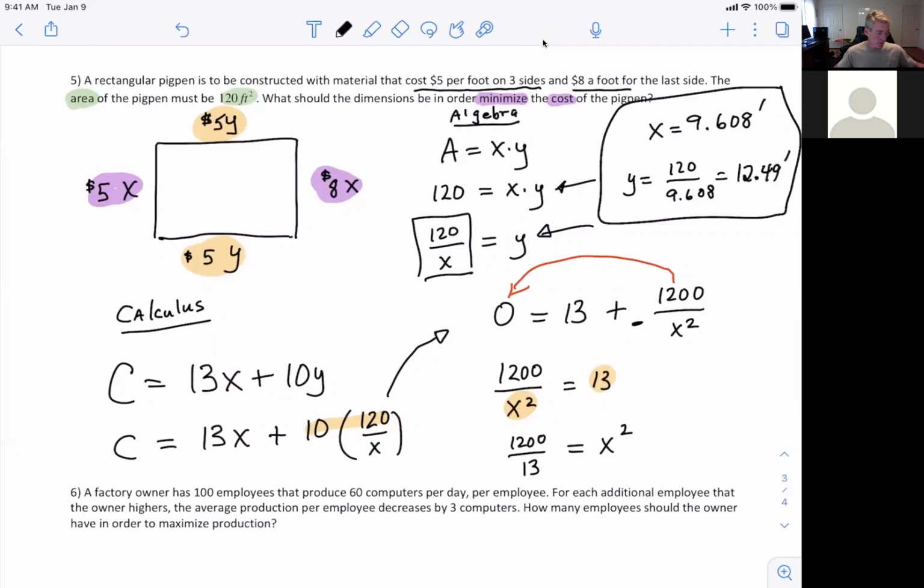And Daisy, do you have any questions on that one? No. Now, I think the funny part is you go out to the farm and you tell the construction worker, I want you to make this 9.60 feet by 12.49 feet. And they'll be like, you mean 13 by 10? Yeah, okay, good enough.